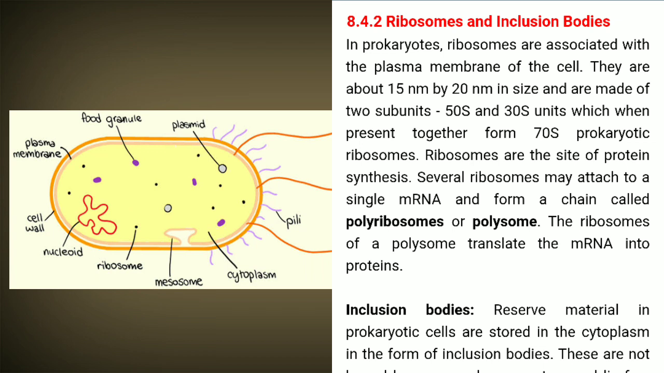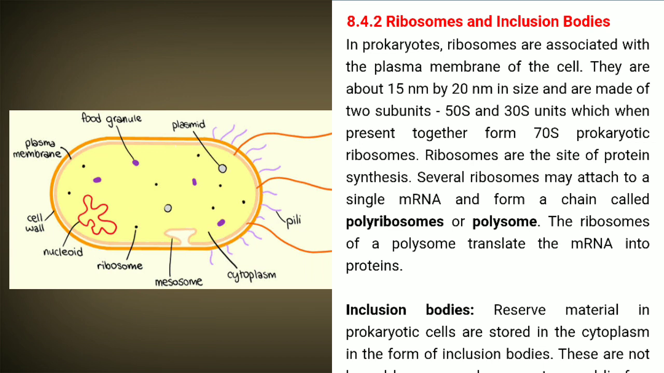More details of the ribosome will be studied while discussing the eukaryotic cell. Now, in either prokaryotes or eukaryotes, ribosomes have a similar function: they are the sites of protein synthesis. These ribosomes may remain attached to a single RNA, which is a nucleic acid, and form polyribosomes or polysomes. In simple words, when ribosomes occur in rows, that is called polyribosomes or polysomes.